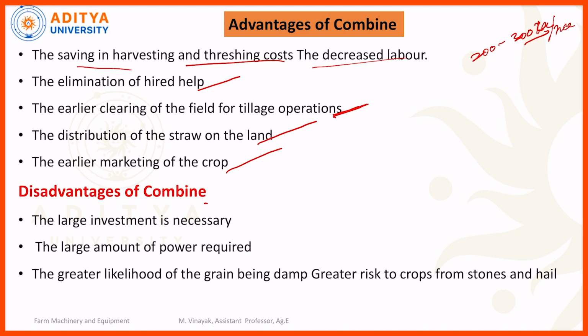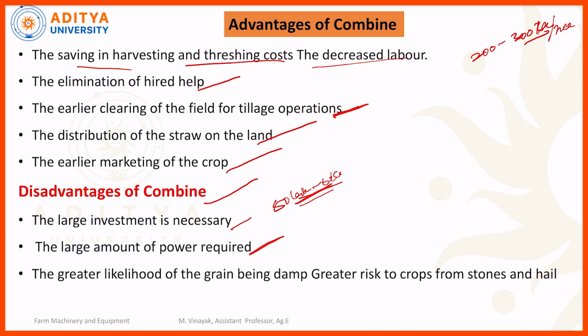Some of the disadvantages we can also look at. Large investment is necessary. Almost 50 lakhs to 60 lakh rupees is required to purchase one combine harvester. That is the initial investment of the farmer, and a small and marginal farmer cannot bear that much amount. Large amount of power is required. To operate the combine harvester, almost an 80 to 100 HP tractor is required. So that is a large amount of power.